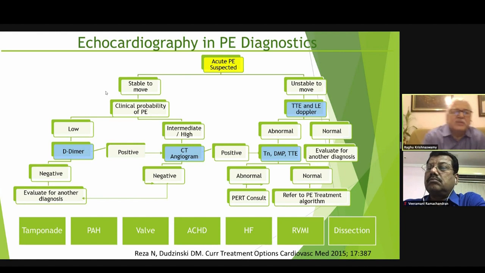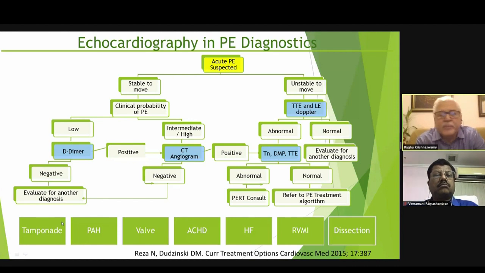Now, as Dr. Veeramani mentioned in his introduction, what is more important in these situations is more than ruling in or ruling out a diagnosis of PE. Echo is very, very useful in ruling out all those conditions which can mimic pulmonary embolism, namely tamponade, pulmonary arterial hypertension due to other reasons like even COPD or primary pulmonary hypertension, valve problems like aortic stenosis or severe mitral stenosis, congenital heart disease, heart failure because of other reasons, as well as LV dysfunction.